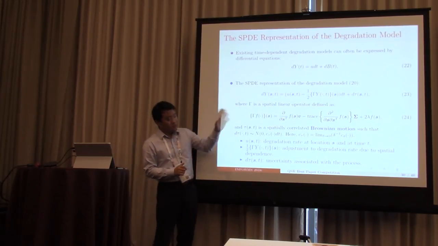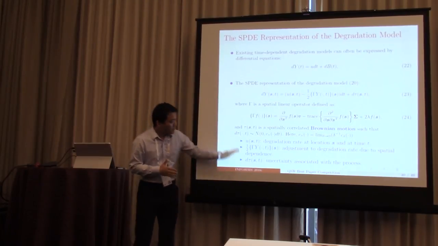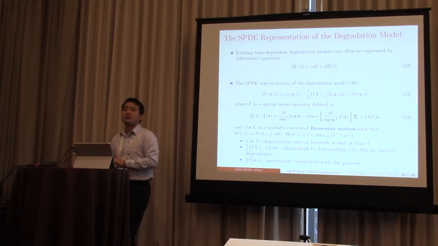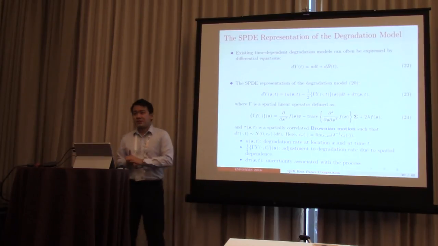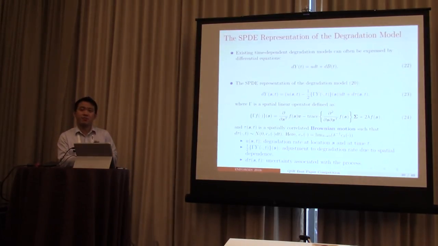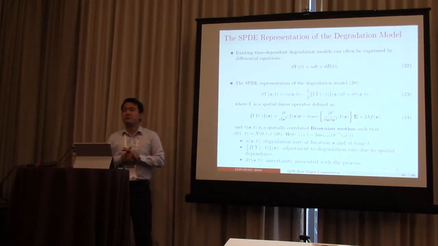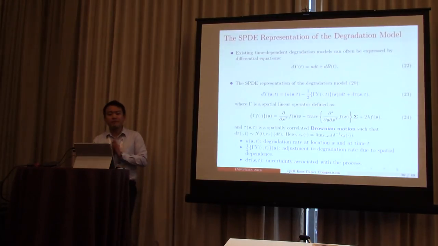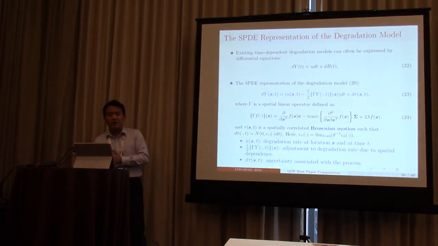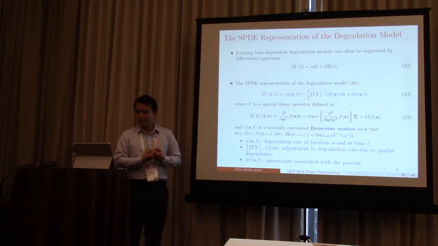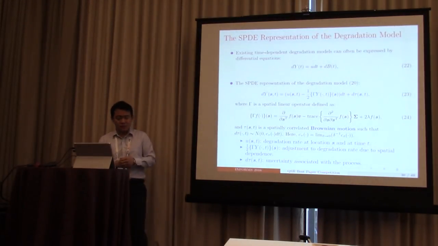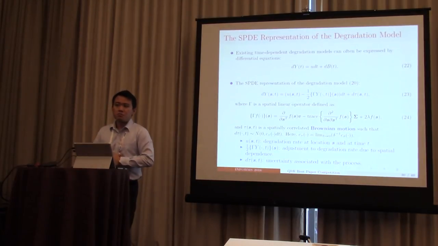Again, it has three terms on the right side. All of them have very clear interpretations. The first term, U, is the deterministic degradation rate. The second term is interesting. That's the amount of adjustment we need to make to the degradation generation rate due to the spatial dependence. This term will vanish if we ignore the spatial dependence. It needs to be there if we want to incorporate the spatial dependence. The last term is a random term. Tau here is a spatially correlated Brownian motion.